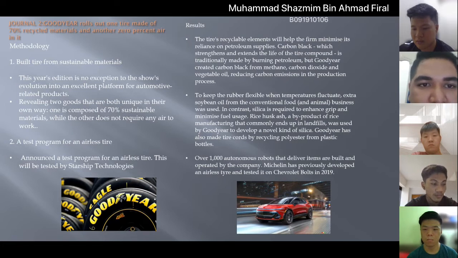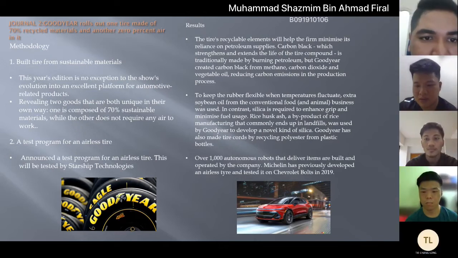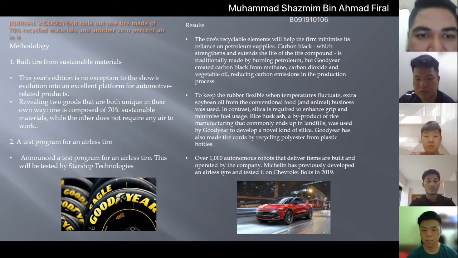But Goodyear created carbon black from methane, carbon dioxide, and vegetable oil, reducing carbon emissions in the production process. To keep the rubber flexible when temperature fluctuated, extra soybean oil from the conventional food and animal business was used. In contrast, silica is required to enhance grip and minimize fuel usage.